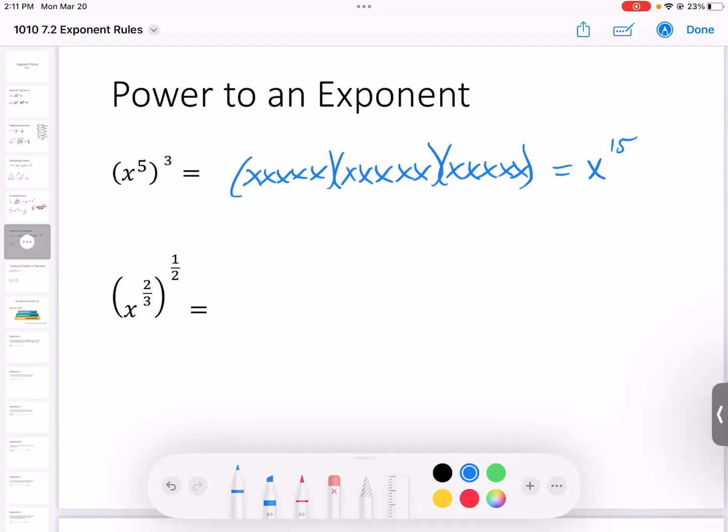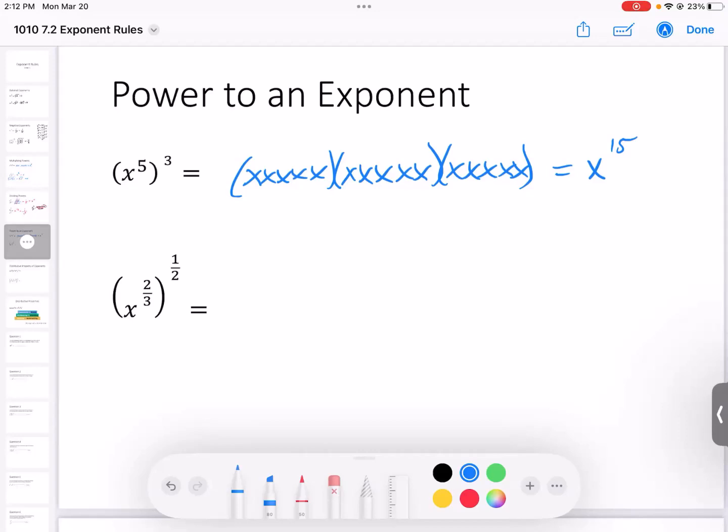So what do you guys think the pattern is when you raise a power to an exponent? Yep, you just multiply the 2 exponents together because you have the base raised to itself this many times, but then you're raising that to itself this many times. And so you multiply it to find the total number that you're raising it to.